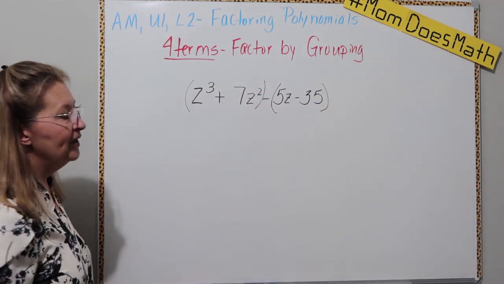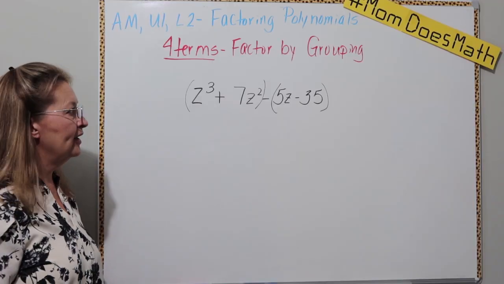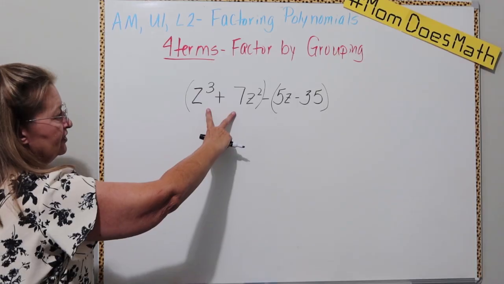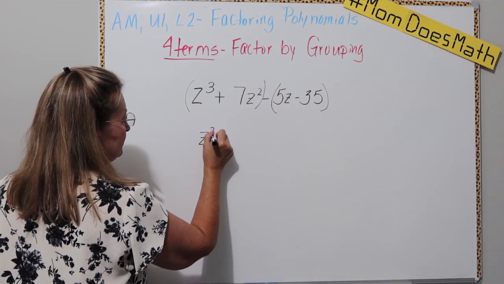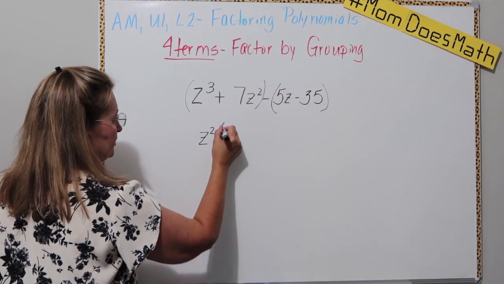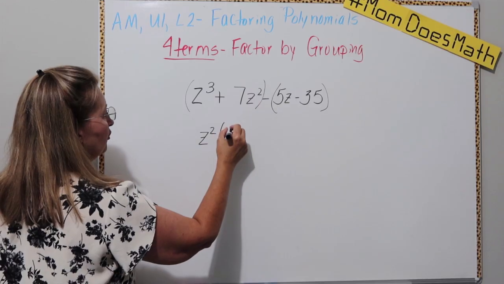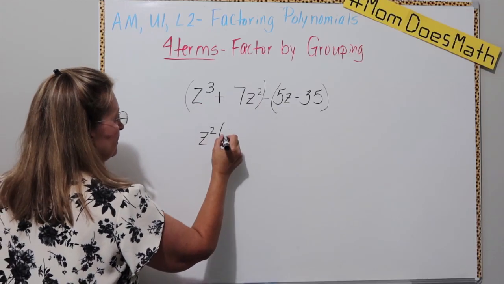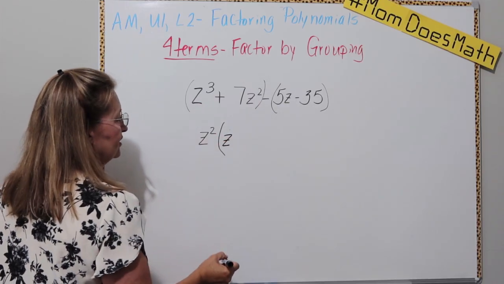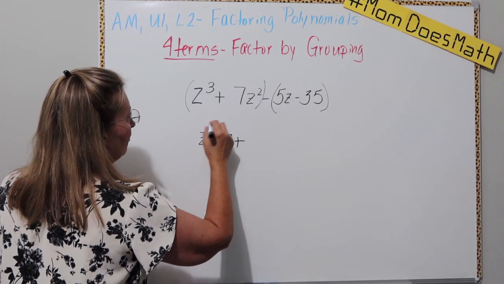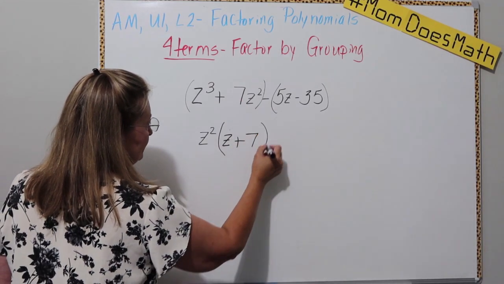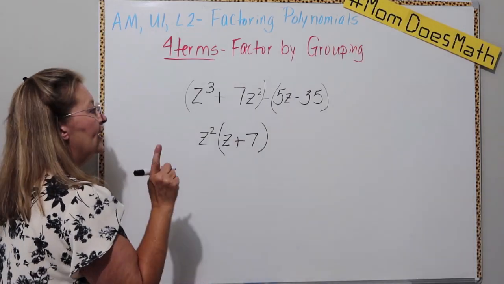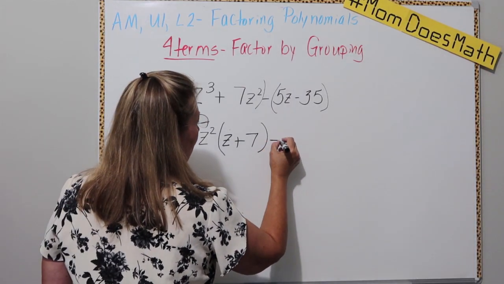Alright, now from each group, we're going to factor out the greatest common factor. The greatest common factor between these two terms is just z to the second power. So what do you have left over? What would I multiply z squared by to get z to the third? Just the z. What would I multiply z squared by to get 7z squared back? Just the 7.